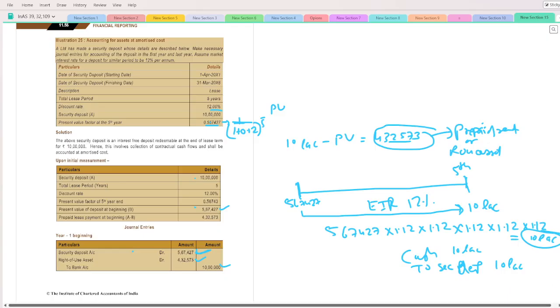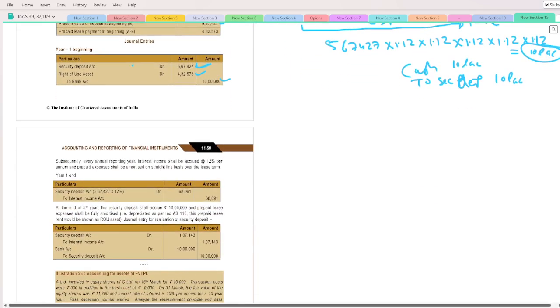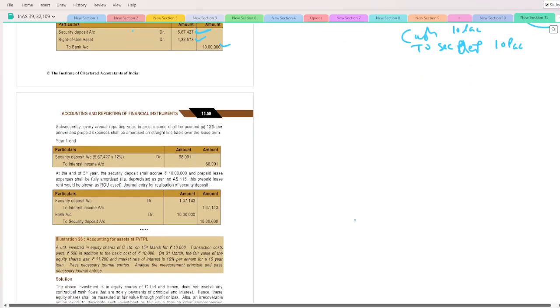So this is what they're trying to say here. So this is very straightforward, I hope. So see, this is what they're doing. They are booking the interest. So security deposit to interest income. So this is what I've said here, 567427. This is the initial value into 12%, 680,191. So at the fifth year end, it will be 10 lakh. Whatever the balance it will be at the beginning of the fourth year, then you are multiplying it with the 12%, then it will be coming this much. Okay. So I think this is very straightforward. You can also do it yourself. It's just a mathematical thing.